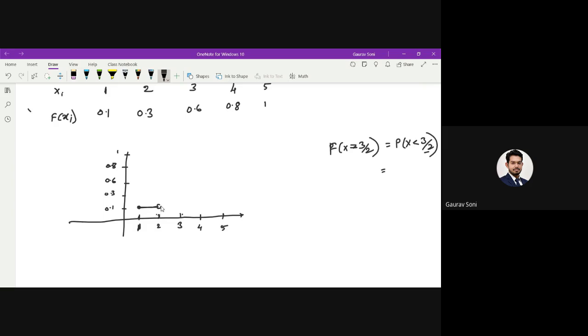At this point it is 0.1. 2 is excluded, so I will make this kind of circle. Once you include 2, if you take capital F of x equal to 2, that is going to be 0.3. Again, at this place it is 0.3, 3 excluded. Similarly, at x equal to 3, we will have 0.6. At x equal to 4, it is 0.8. And at 5, it is simply 1. The graph looks like this.